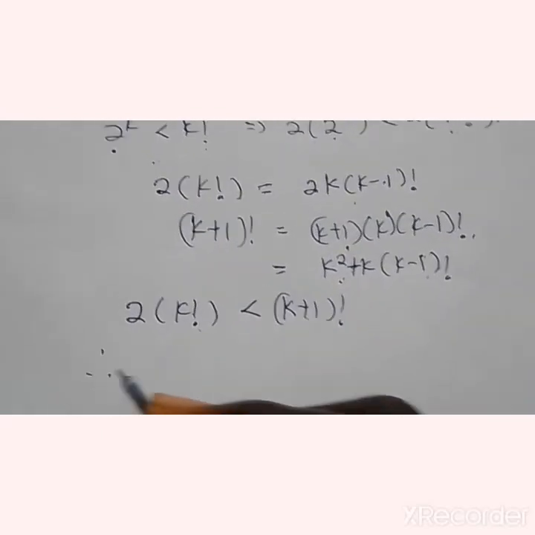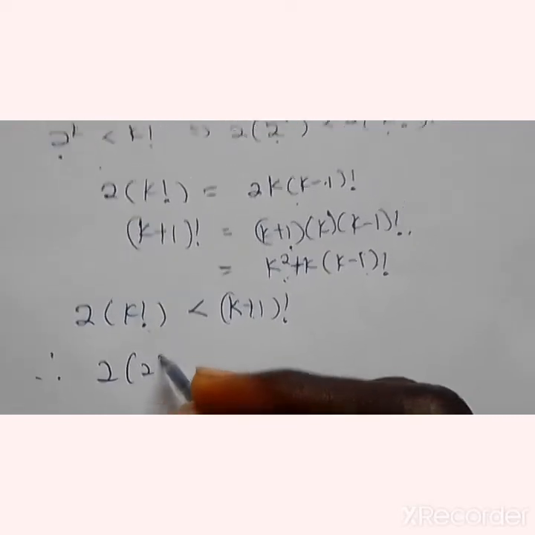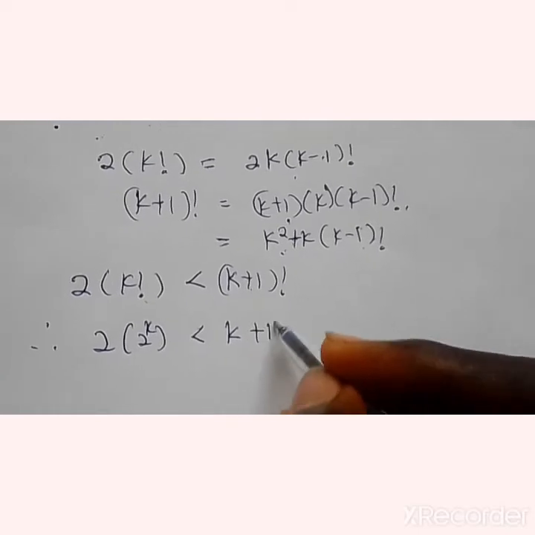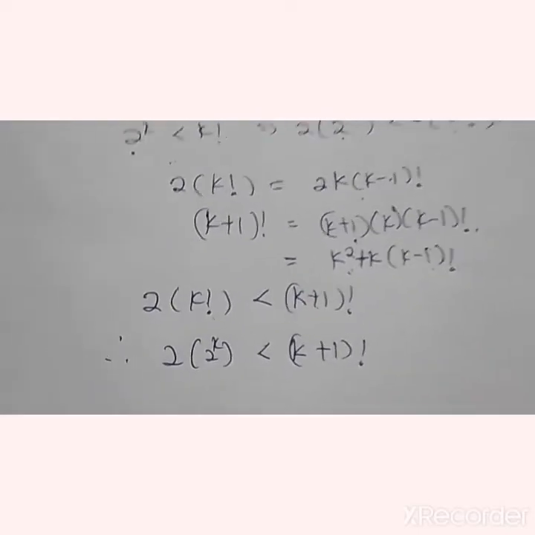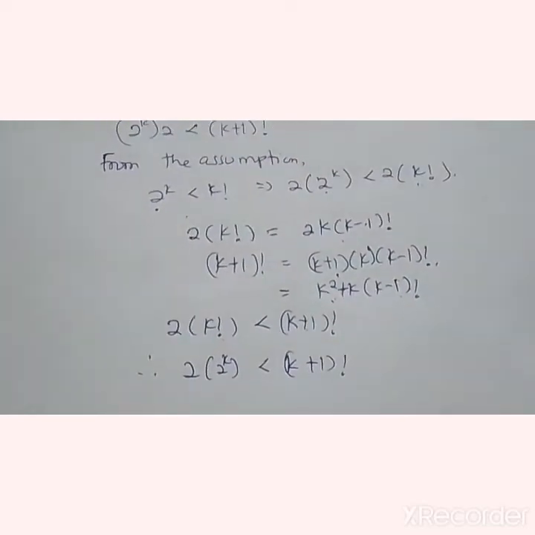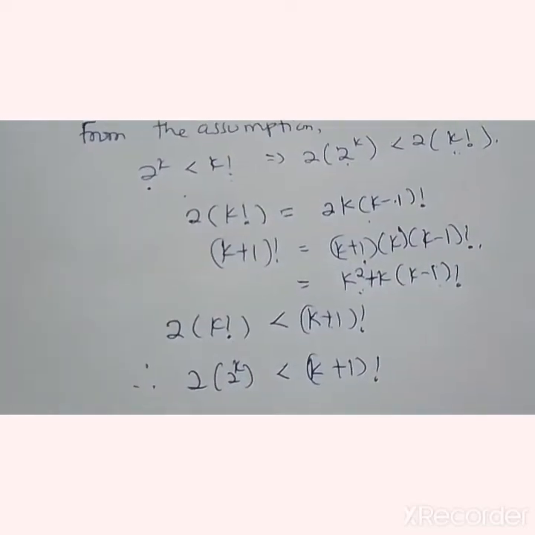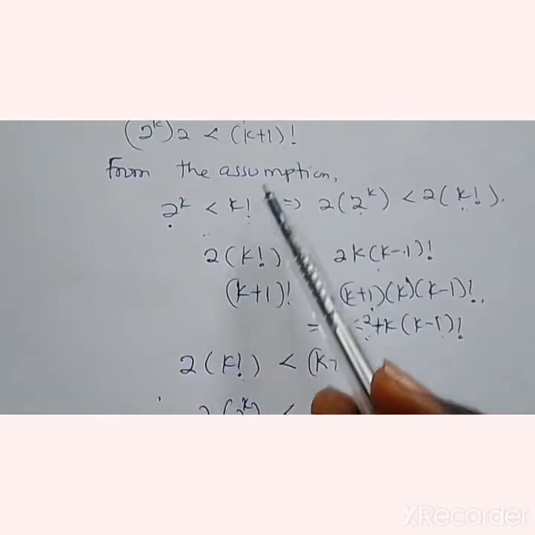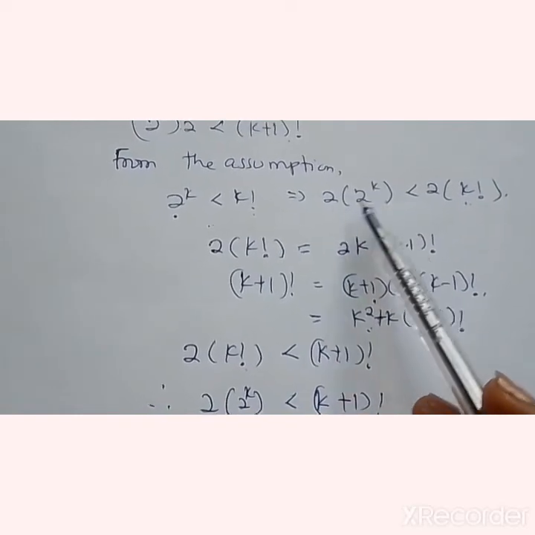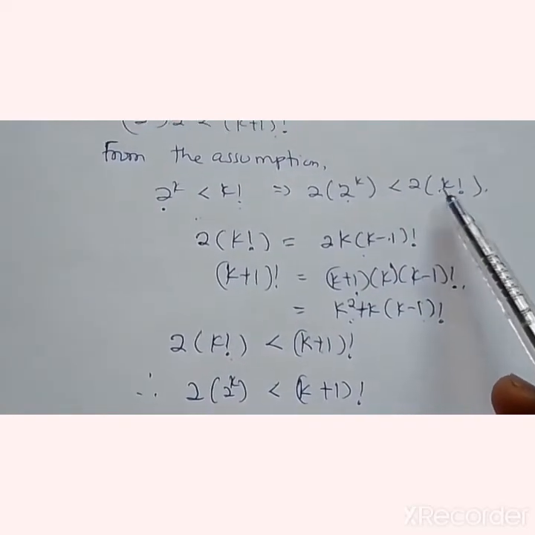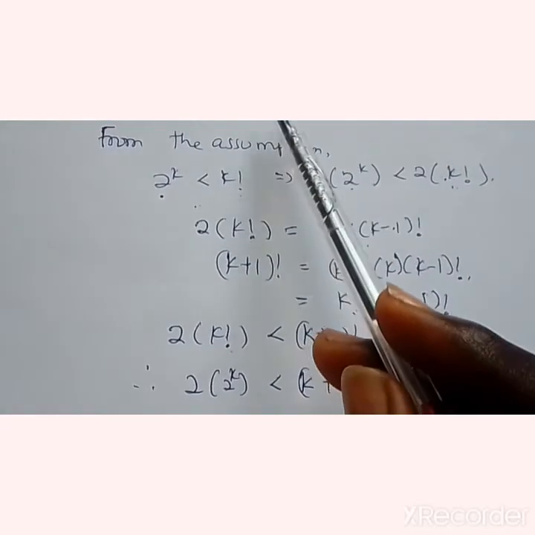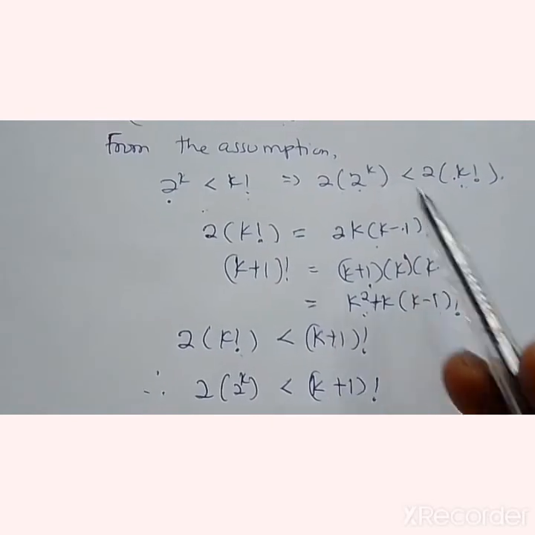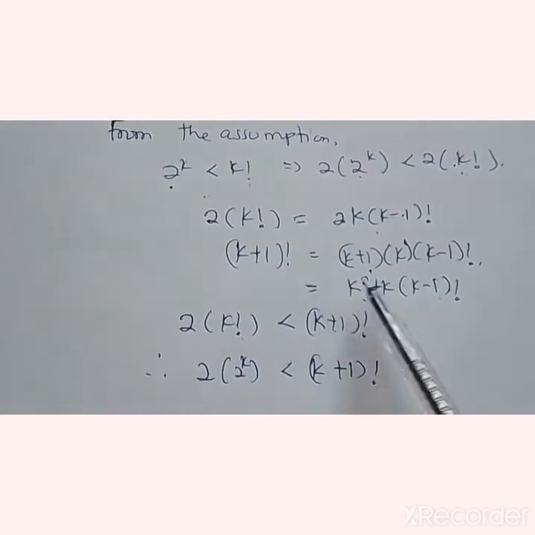Therefore, you say that 2 multiplied by 2 to the power k is also less than k plus 1 factorial. Therefore, our statement has been proved. So this is the way we go about it. We have to show that this thing was less than this. But we realize that from our assumption, 2 to the power k multiplied by 2 is less than this. So we can compare this and this, then also use that for our assumption. From here, we saw that this gave us this, then the k plus 1 gave us this. Therefore, this is less than this.